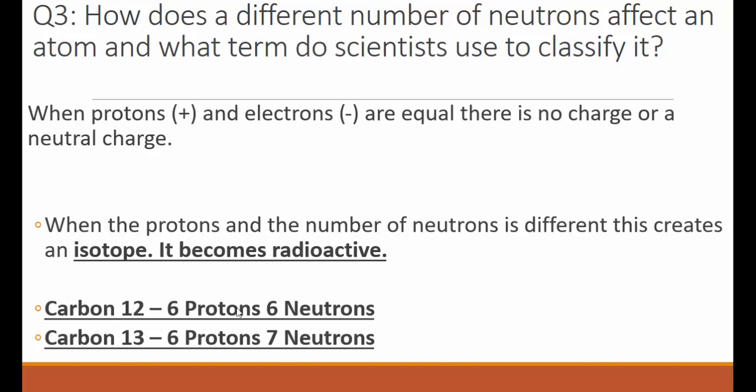So carbon-12, 6 plus 6 is 12. Carbon-13, 6 protons, 7 neutrons. And then carbon-14, 6 protons, 8 neutrons. 6 plus 8 is 14. If I change the number of protons from 6 to something else, it would no longer be carbon. It'd be something completely different, and that's why the number of neutrons is different, not the number of protons.